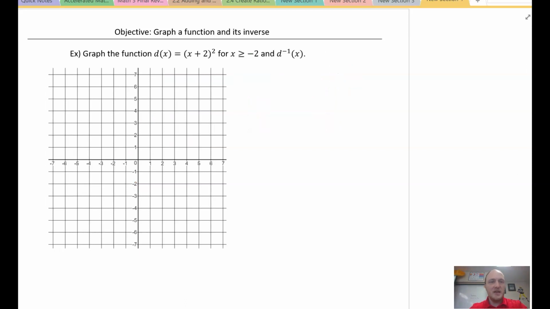So again, I'm going to plot my line y equals x. Okay, there's y equals x. Gotta make sure it's straight. Yes, it is. And then I'm going to plot my function. So here's x, d of x in a table. What's my first value I'm going to plug in? Well, where do they tell us to start? They tell us to start at x is greater than or equal to -2.